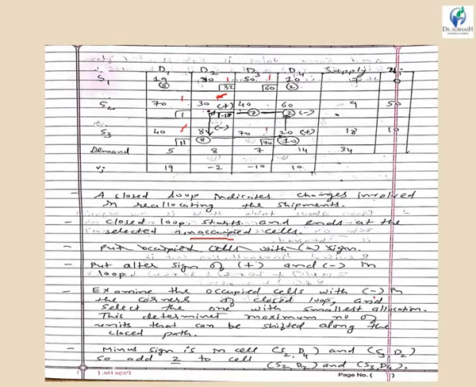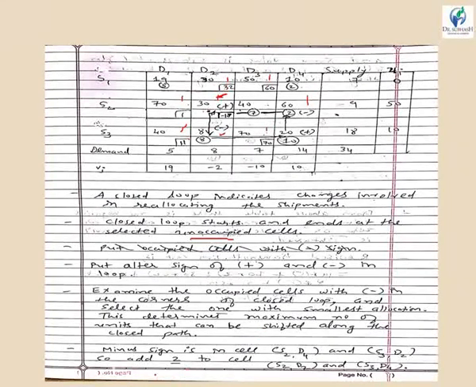Now examine the occupied cells with negative signs in the corners of the closed loop. So the occupied cells are these with negative signs. There are two occupied cells with negative sign, this one and this one. These are the corners of the closed loop, and select the one with the smallest allocation. So in this closed loop, this cell has 8 and this cell has 2. So the smallest allocation is 2. So this determines the maximum number of units that can be shifted along the closed path.